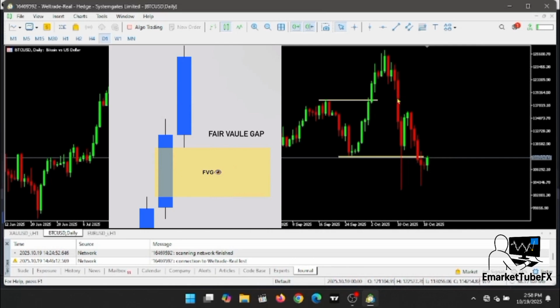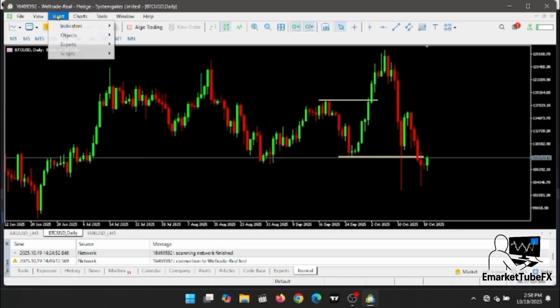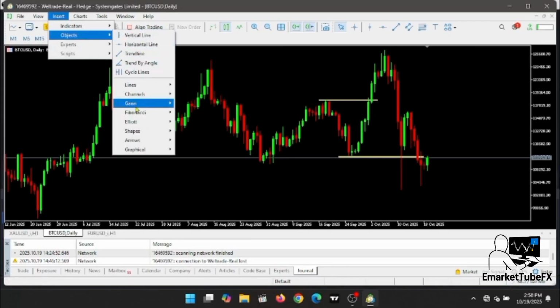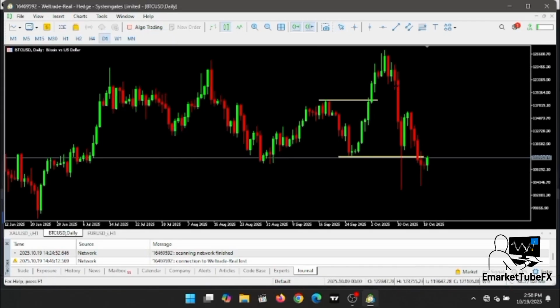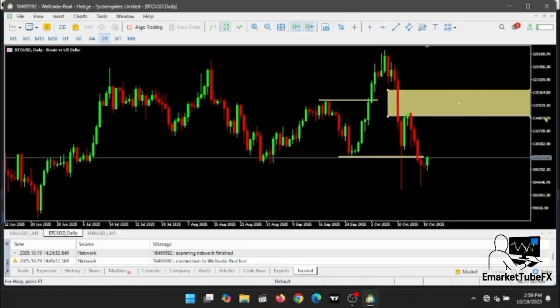So in a situation where you identify any gap like what you see here, we refer to that gap as a fair value gap. So let's pick the horizontal bar to help you identify the fair value gap that I'm talking about. This is the fair value gap that I'm talking about. This is it. This is the fair value gap.